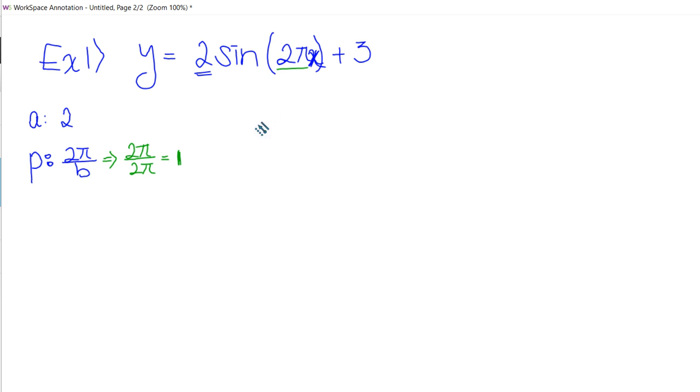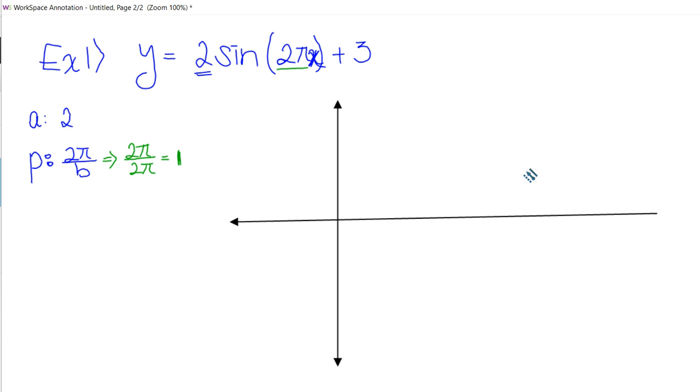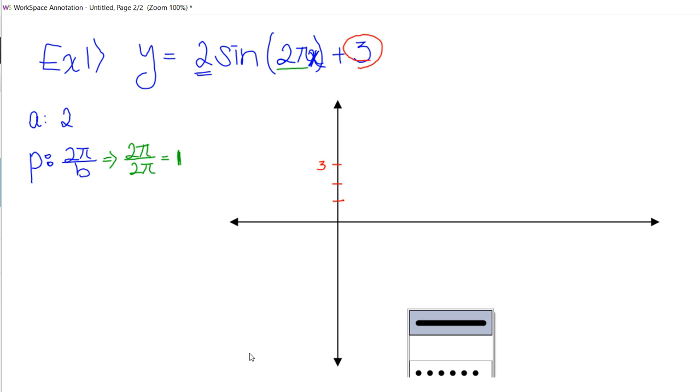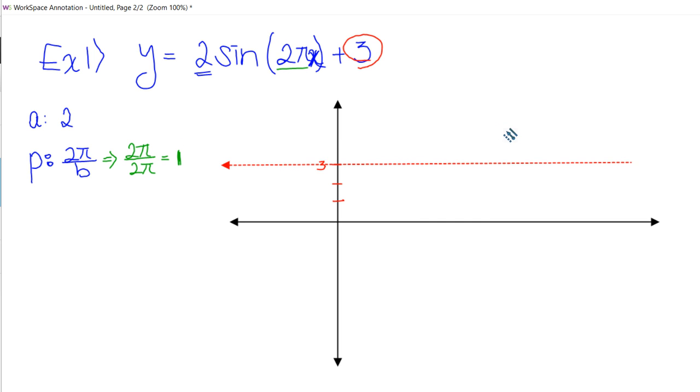Let's draw my y-axis and my x-axis. So here, I know that my midline is given by the very last number, which is 3. So I'm going to indicate my tick marks. That's 3. So at 3, I'm going to indicate my midline with a dotted line. Okay, that looks about right.